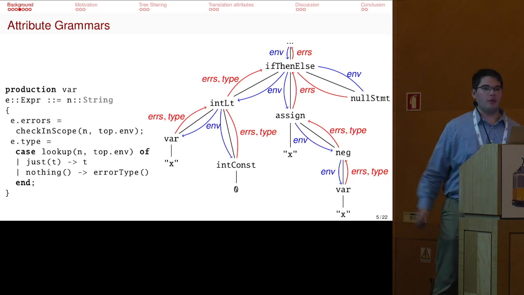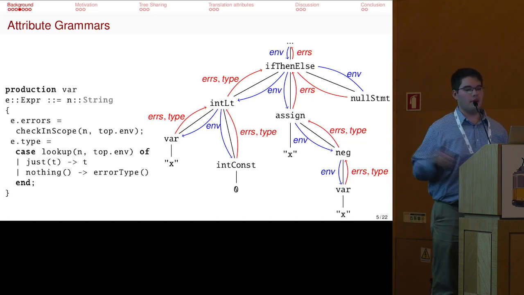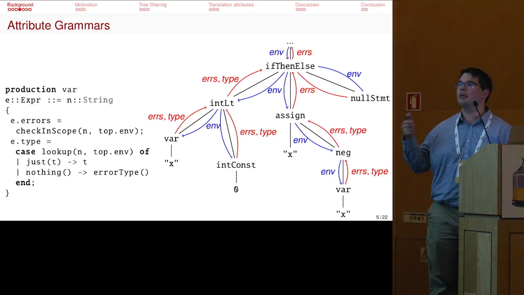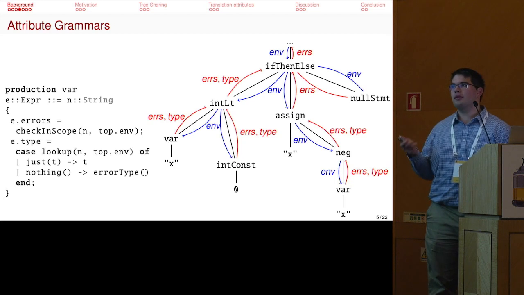And we also have this var production for a variable reference. This looks up the name in the environment to compute the type, with this check-in-scope function, and then also reports an error message if the name isn't defined.